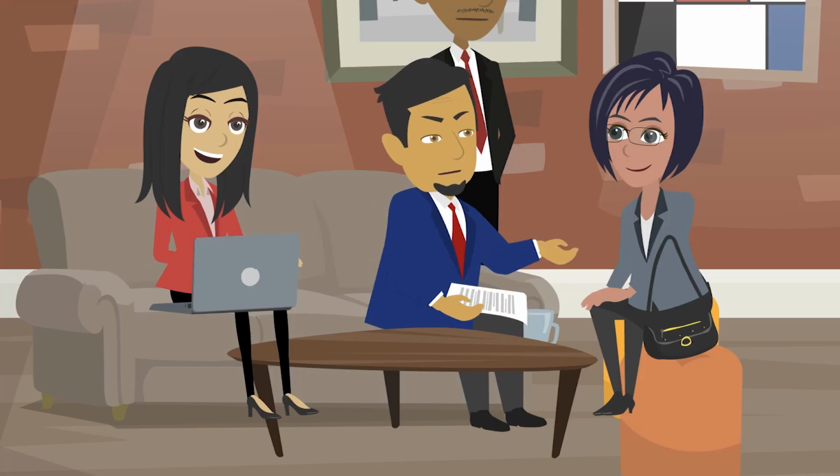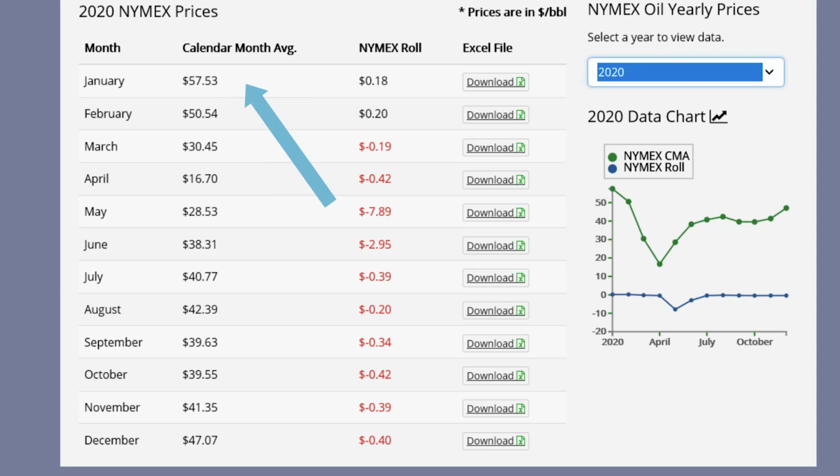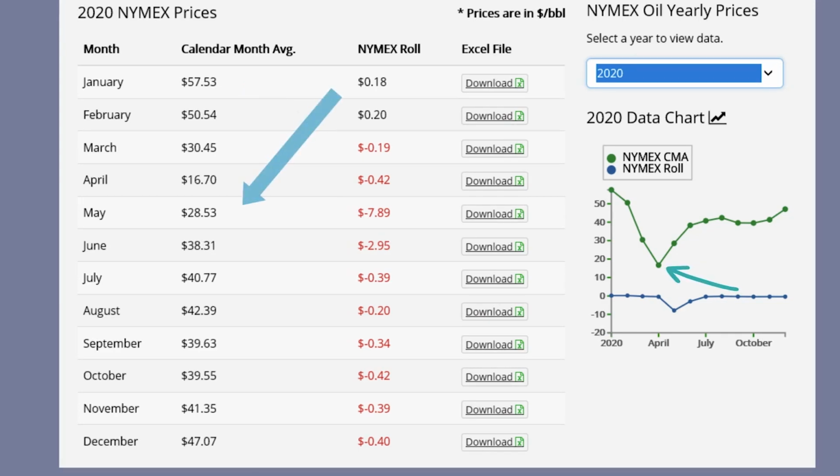For example, the average price of oil was $57.53 per barrel in January of 2020, and then $28.53 per barrel in May of 2020. The chart shows the 2020 price data by month, calendar month average, and NYMEX roll, with an Excel file download.